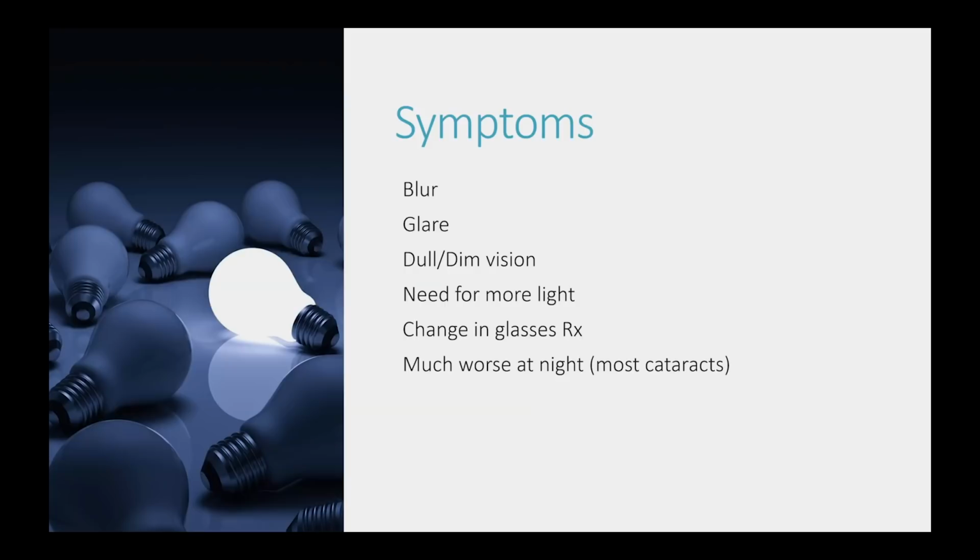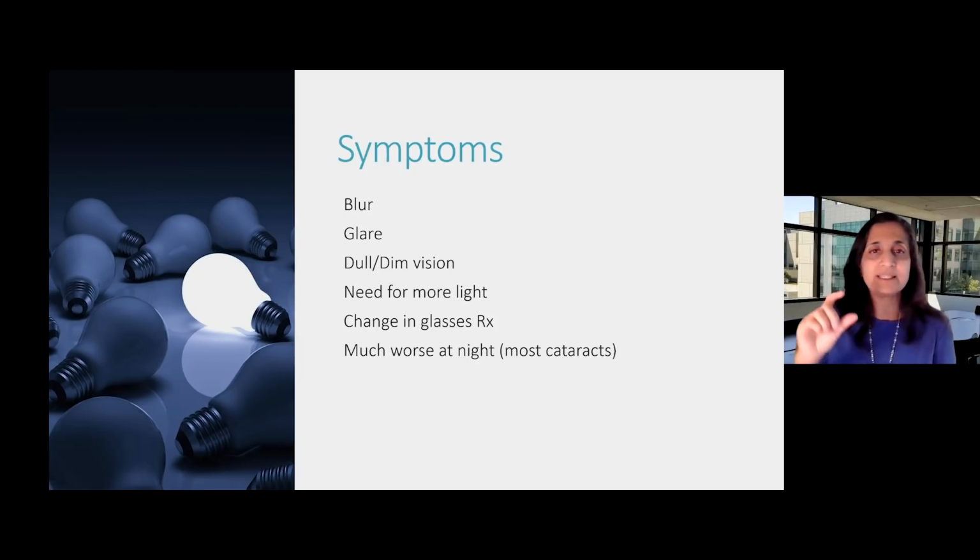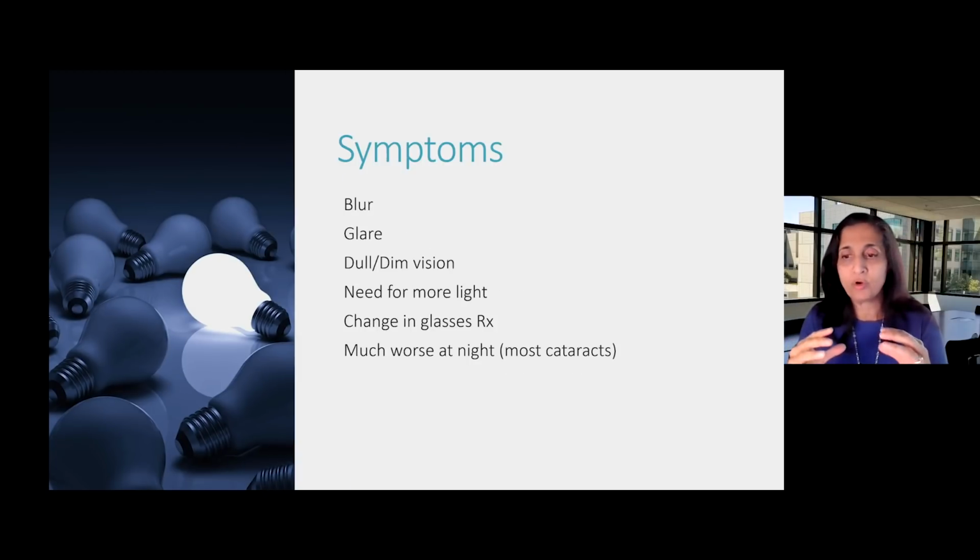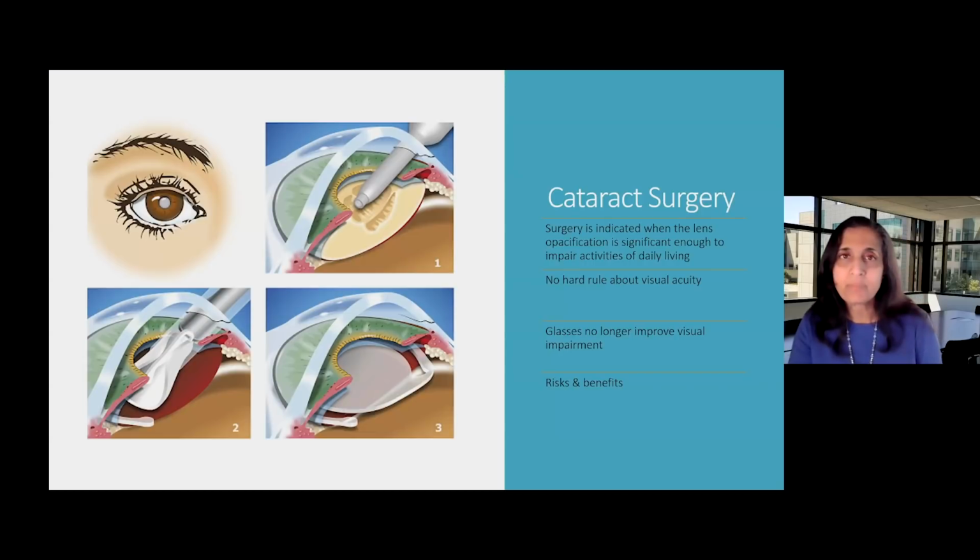You might have blur, glare, dull or dim vision. Maybe you need more light to see. Maybe you need dimmer light to see. Many people, after having a stable glasses prescription for years, now all of a sudden need a new pair of glasses every year. That's all because as the lens gets more and more dense from cataract, the refractive index of that substance, the lens material, changes your prescription for glasses.